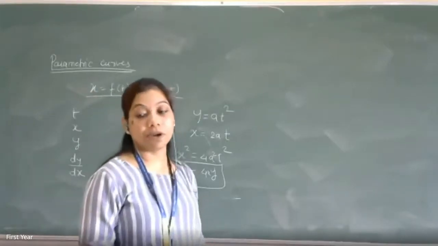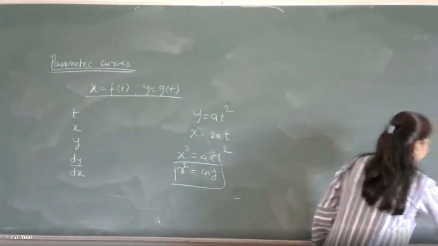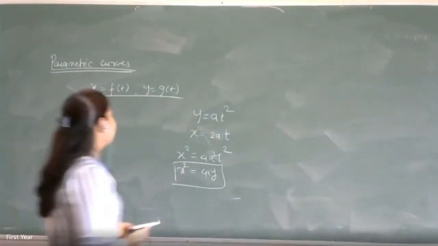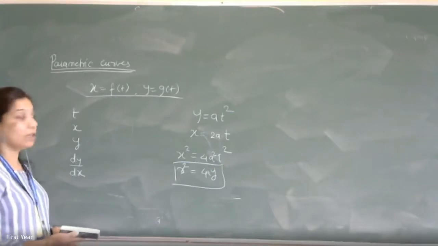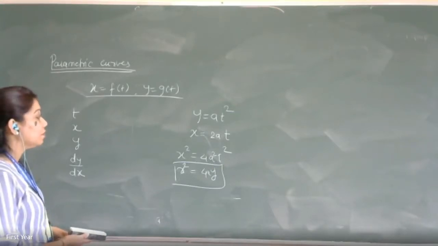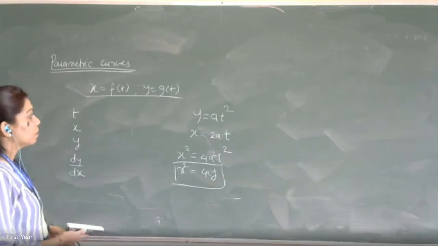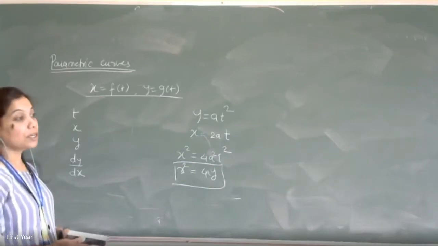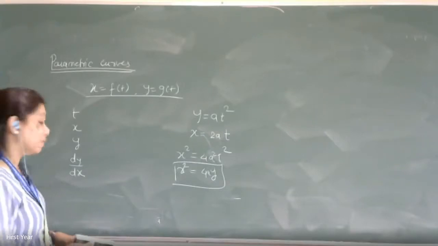Now you write down. Second point, if elimination of t is not possible, then consider the following points for tracing parametric curves.